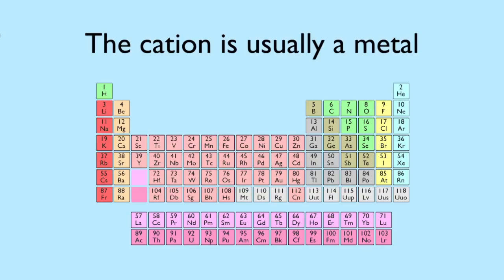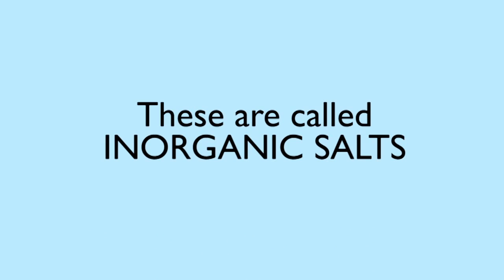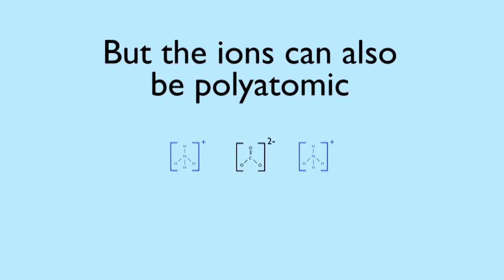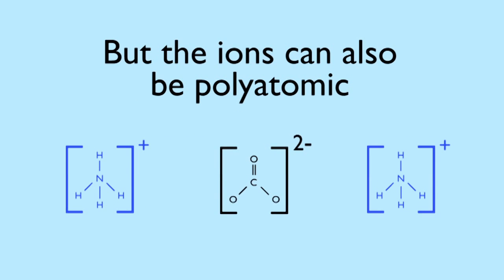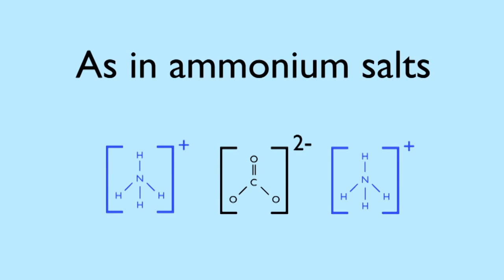The cation tends to be a metal, and in many common examples is one from group 1 or 2 of the periodic table. The anion is commonly a halide from group 7 or a member of group 6. Salts made like this are called inorganic salts, but this is not always the case. The ions can be polyatomic, that is, made up of more than one atom. A common example of this would be ammonium salts.